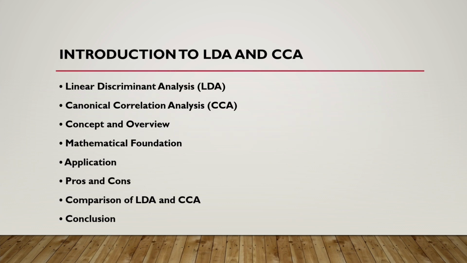Here is an overview of what we will cover today. First, we will introduce the importance of multivariate analysis and why we use techniques like LDA and CCA in machine learning. Then we will dive into linear discriminant analysis (LDA), covering its basic concepts, mathematical foundation, and applications. Afterward, we will discuss canonical correlation analysis (CCA), its purpose, how it works, and where it's used. Finally, we will compare LDA and CCA and conclude with some insights on choosing between them based on specific use cases.